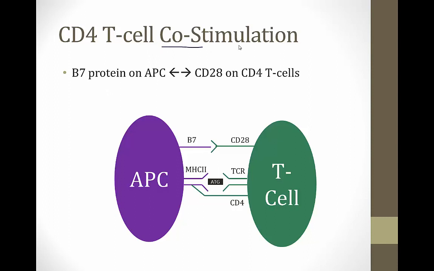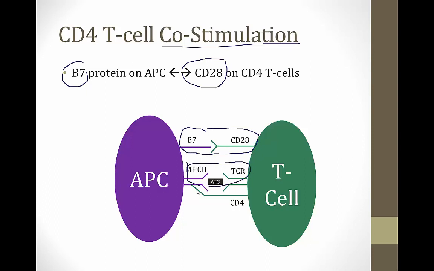CD4 T cells require more than one stimulus in order to become fully active. This is a process called co-stimulation. There is a protein on the surface of antigen-presenting cells called B7, and it has to bind to CD28 on the CD4 T cells in order for the T cell to become fully active. I've illustrated that on the screen here. B7 and CD28 must bind in addition to MHC class II and the T cell receptor binding, and then CD4 interacting with both the T cell receptor and MHC class II. Both of these interactions must occur in order for the T cell to become fully active.